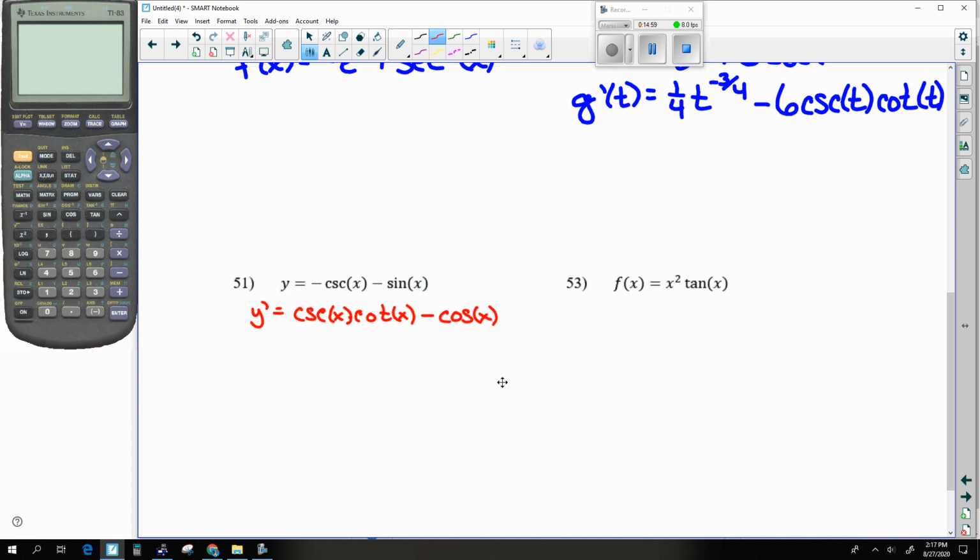Okay, here we have the product rule. So we take the derivative of that x squared, leave the second alone, and then this is going to be plus. So the derivative of the first, leave the second alone, leave the first alone, take the derivative of the second, and that's going to be secant squared.